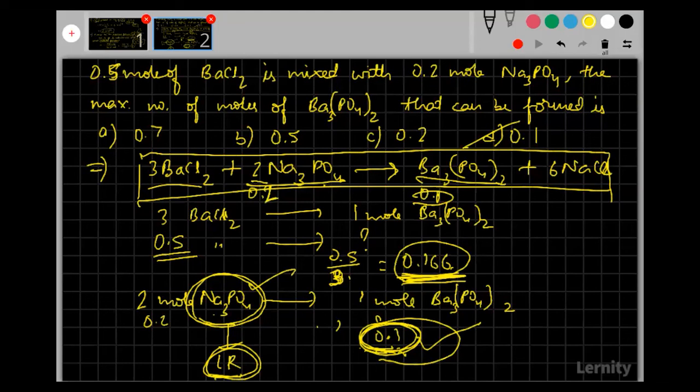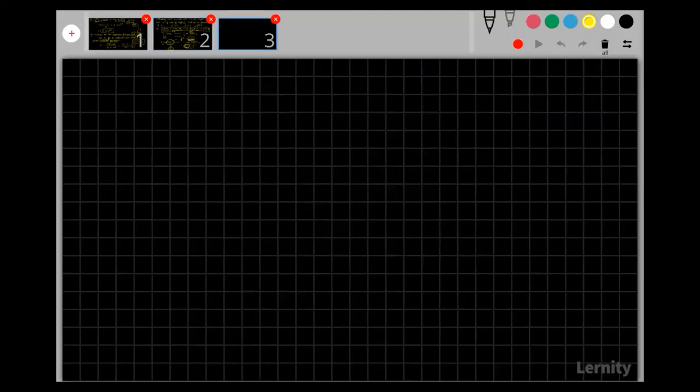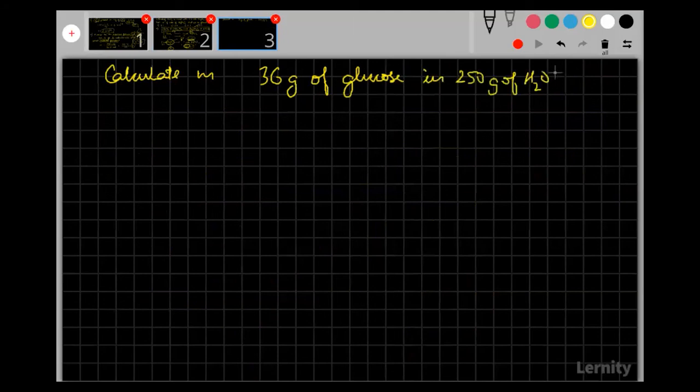The next question: calculate the molality of a solution. Calculate the molality of the solution which contains 36 grams of glucose in 250 grams of water. So, which contains 36 grams of glucose in 250 grams of water. This should be quick.